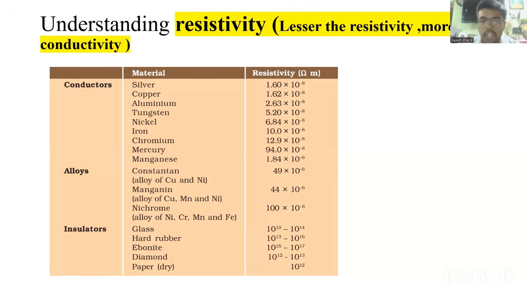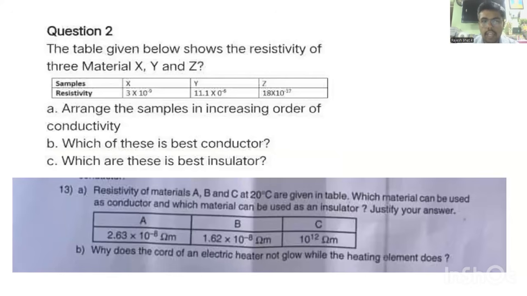I will just present you two questions. First question here: there are three materials, X, Y, and Z, and resistivity values are given, 10 power -9, 10 power -5, and 10 power -27. Now tell me, arrange the samples in increasing order of their conductivity. And second question is, which of these is the best conductor? And lastly, which is the best insulator?